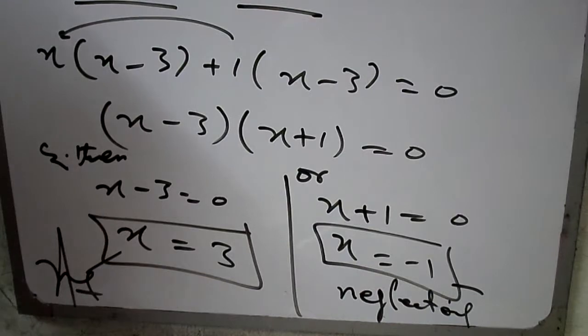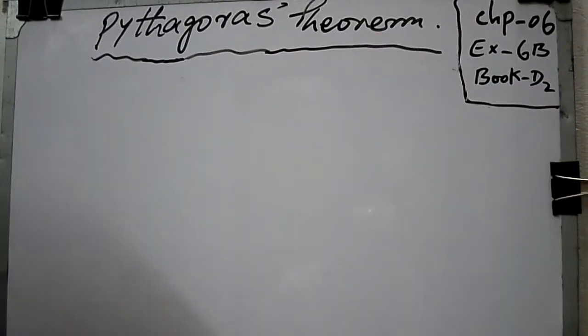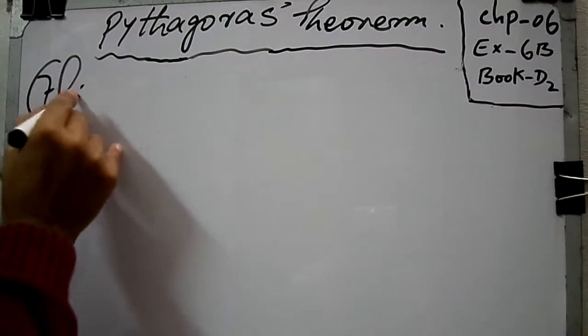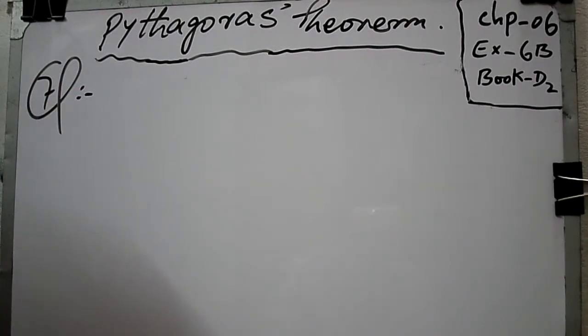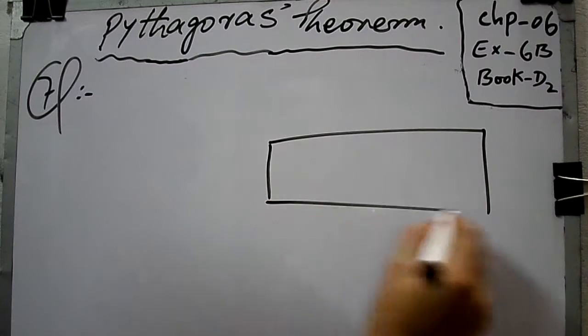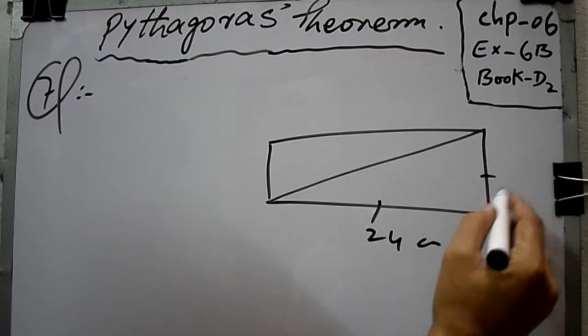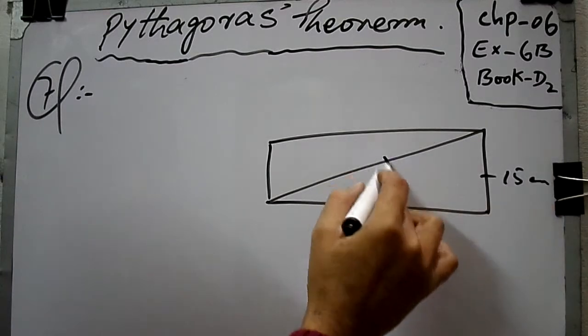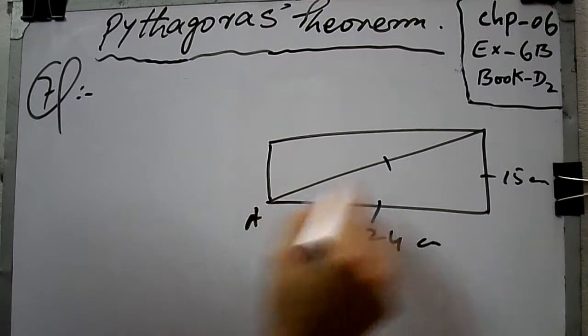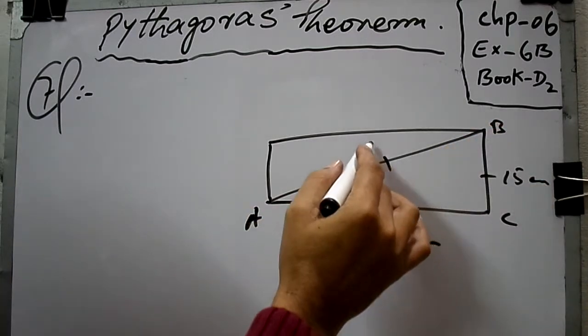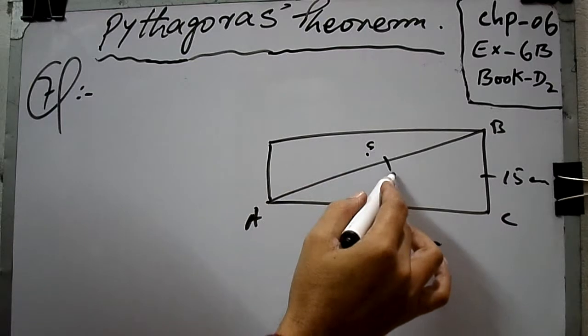Now coming to question number 7. In question number 7, the sides of a rectangle are 24 centimeter and 15 centimeter. Calculate the length of its diagonal. Okay, here you have a rectangle. For example, that is your rectangle. One side is 24 centimeter and the other side is 15 centimeter. You have to find this side, that is your A, B, C. So you have to find this side, it means you have to find C.